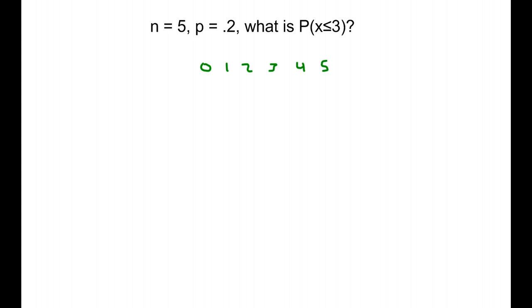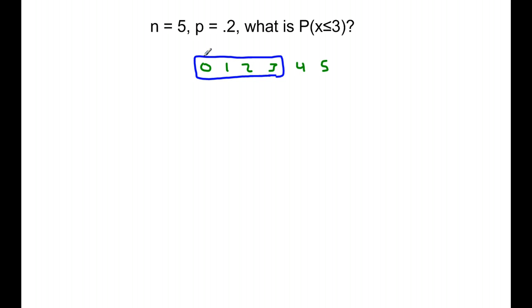So in this one, we want to know x is less than or equal to 3. Well, 3 is less than or equal to 3, and so is 2, 1, and 0. So I'm going to include all these numbers, and I'm going to draw a little box around them. That way I remember this is what I want to find. I want to find the probability of these 4 numbers.